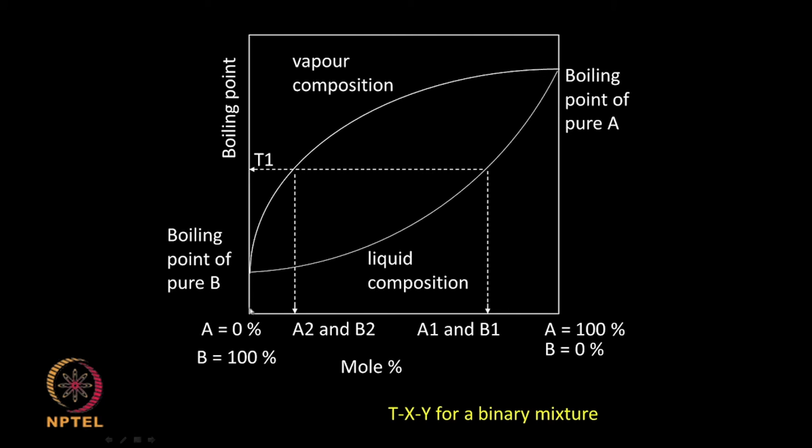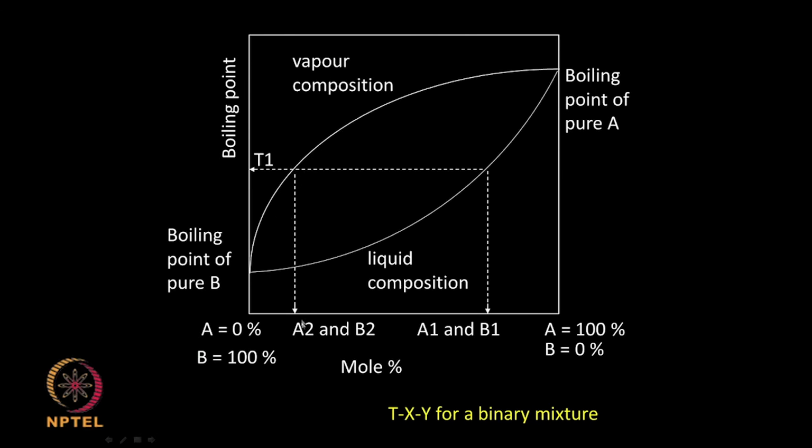So, you can also plot the concentration of A on the x axis, and we can plot the vapor composition, that is the composition of A in the vapor, and the composition of A in the liquid. So, you can have graphs like this. So, this could be boiling point of pure A, this could be boiling point of pure B. So, A at 0%, here A at 100%. So, here you have B at 0%, B at 100%. So, this is the composition of A in the vapor phase, this is the composition of A in the liquid phase. So, 100 minus that composition will give the corresponding composition for the B also.